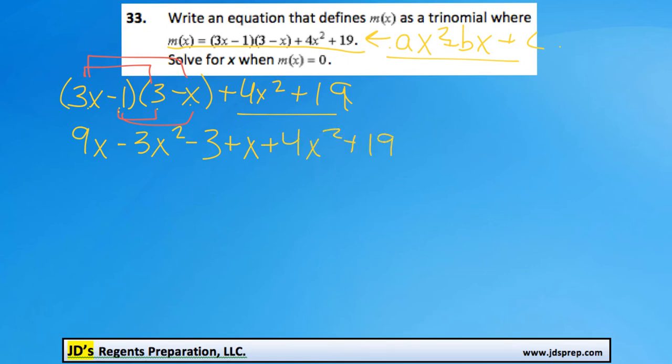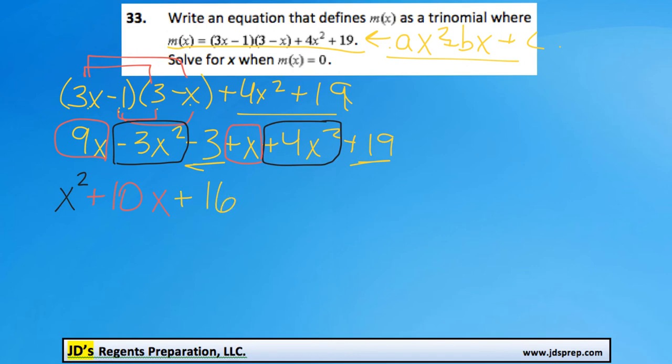Okay. Now we can start combining our like terms together. We've got a minus 3x squared and a plus 4x squared. Combined, that would become just 1x squared, or x squared. We've got a 9x plus x, that would become 10x. And then minus 3 plus 19 is plus 16. So we're all finished part 1 of this question. We've written the equation in the form of a trinomial.